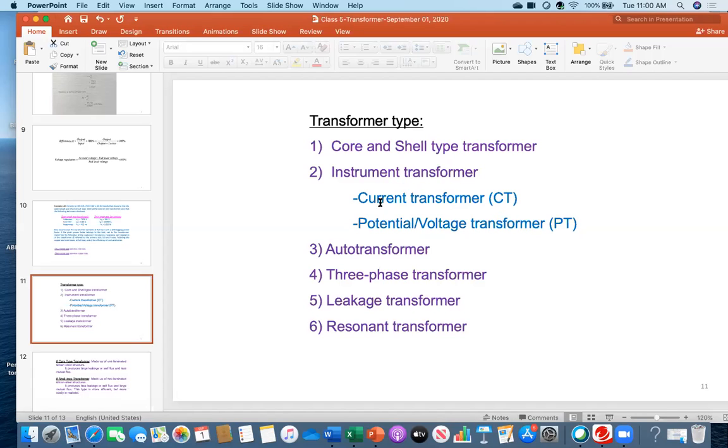They don't even say current transformer or potential transformer. I mean, CT and PT are so common and widely used, in abbreviated form, that even real engineers don't say current transformer, they just say CT and PT. And these two are very, very important.